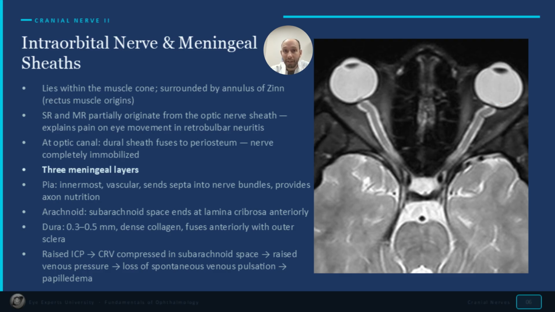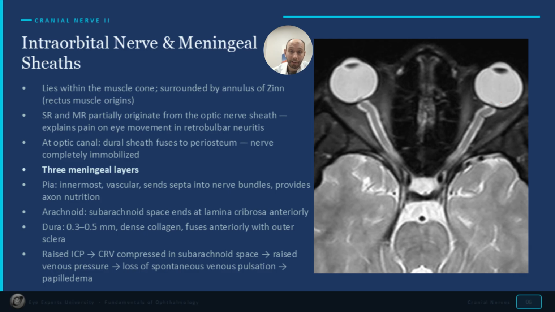So the nerve travels within the muscle cone and it's in a finite space. It's in the orbit, which again is about 30 milliliters. If you get a retrobulbar hemorrhage, this is where the blood is gonna bleed. And as you can imagine, as you're adding more volume to a confined space, you're gonna increase the pressure. So this pressure can actually shut off the circulation to the nerve. And because the circulation shuts down, you get damage and you can lose vision.